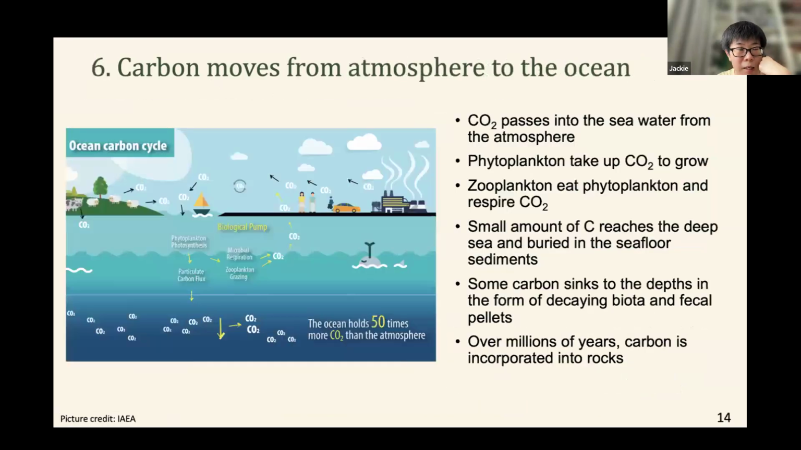All right. And then another important carbon cycling process is involved in the ocean ecosystem. As illustrated in this figure, first of all, the CO2 will pass into the seawater from the atmosphere. We talked about at the very beginning how CO2 gets into the biosphere, primarily through plant photosynthesis. But if we talk about the ocean system, the CO2 will also enter from the atmosphere into the seawater. And then the phytoplankton in the ocean will take up CO2 to build their own tissues and biomass, right? And then the zooplankton will eat phytoplankton and at the same time respire CO2, okay?